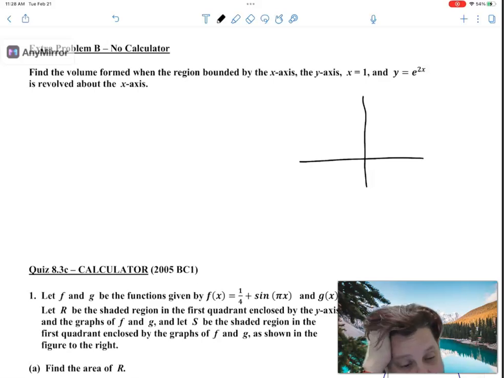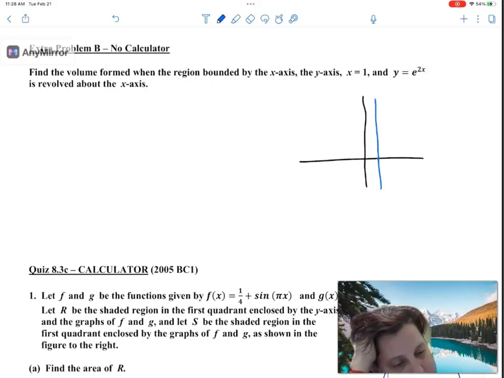The x-axis, the y-axis, the line x equals 1. Okay, this is the line x equals 1. And then e to the 2x, you guys, well, the point (0, 1). And then the point at x = 1 is at e squared, and e is a little bit less than 3, so e squared would be a little less than 9. So it'd be like up there.